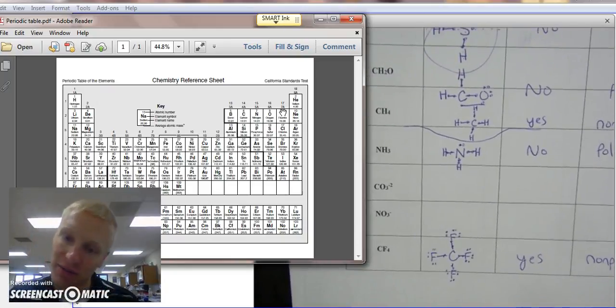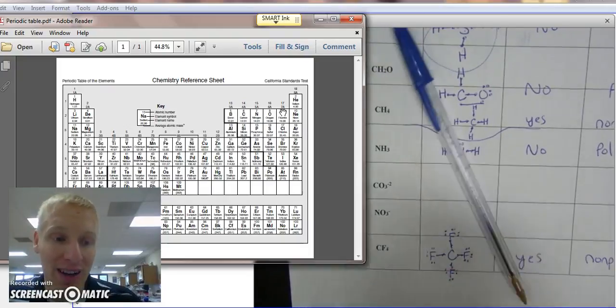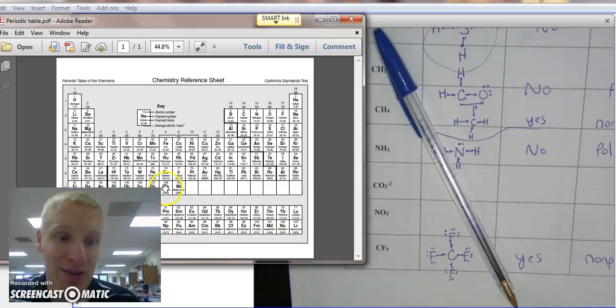Alright, so those are just a few examples. With this, it's practice, practice, practice makes perfect. Hope you enjoyed. That was Lewis dot structures of covalent molecules.